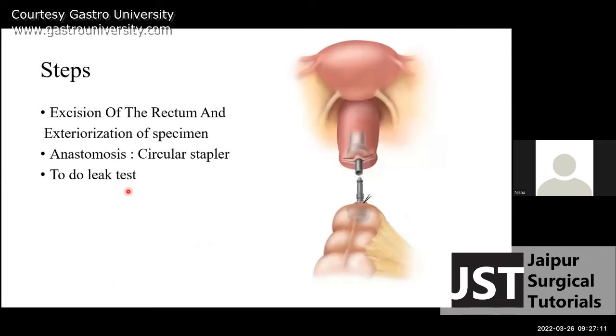Once that is done, we excise the rectum, exteriorize the specimen, and we can do an anastomosis using a CEEA circular stapler. It is always better to do the leak test to rule out any misfiring of the stapler or a positive leak.